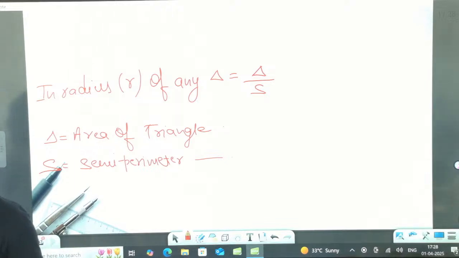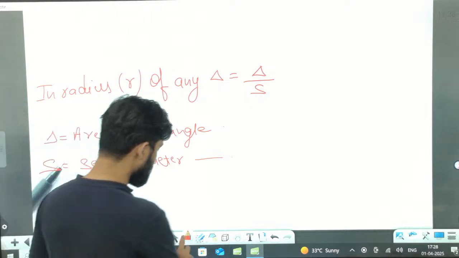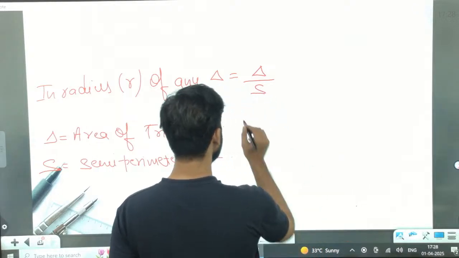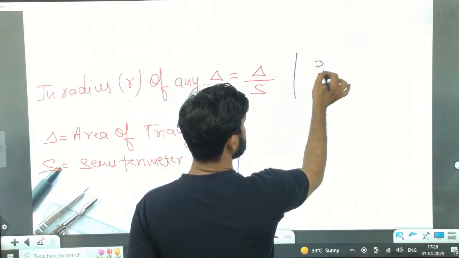Done? What is the answer? Good, 1 is the right answer. Okay, look at the board. Sides are 3, 4, 5. So this is 3, 4, 5.